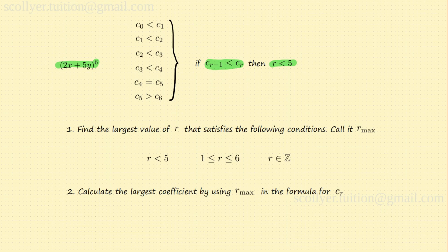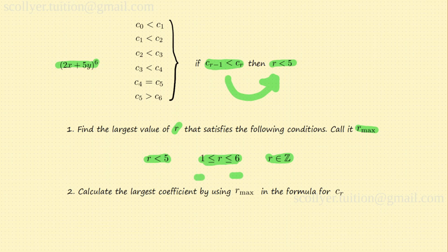Firstly, we find the largest value of r, which we will call r max, that satisfies the following three conditions. r is less than 5, which we will have shown here. r lies between 1 and 6, and r is an integer. Those three conditions must be satisfied simultaneously. Now, why must r lie between 1 and 6 inclusive?